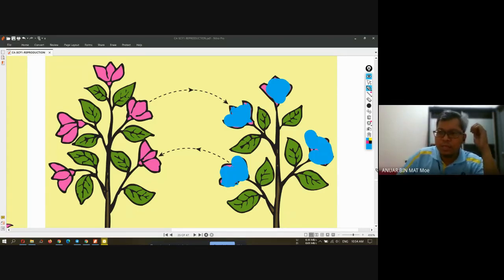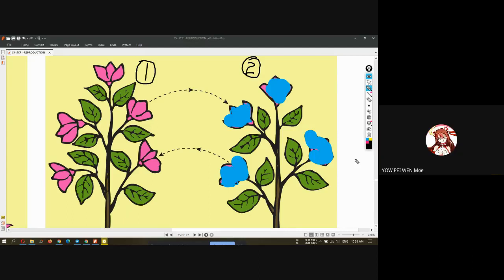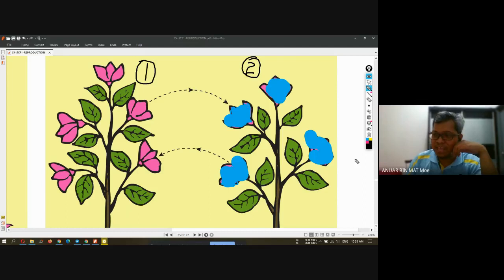If flower number one here, if this flower number one, and then pollinate with number two, what do you think the new plant will have? What type of color? The new plant. Purple. What do you think? Yes, maybe purple, right? Yes, of course. Maybe the color will be purple.